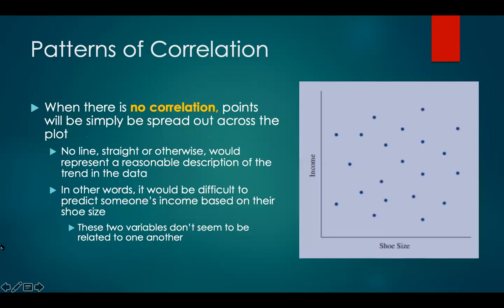When there's no correlation, points will simply be spread out across the plot. No line, straight or otherwise, would represent a reasonable description of the trend in this data. In other words, it would be difficult to predict someone's income based on their shoe size. These two variables don't seem to be related to one another.